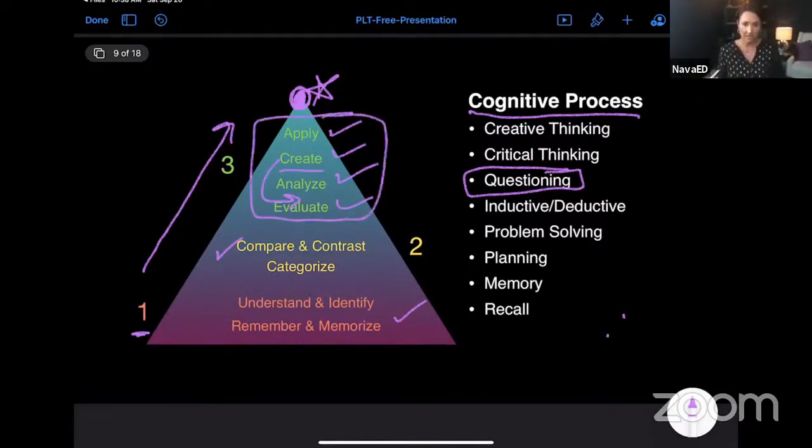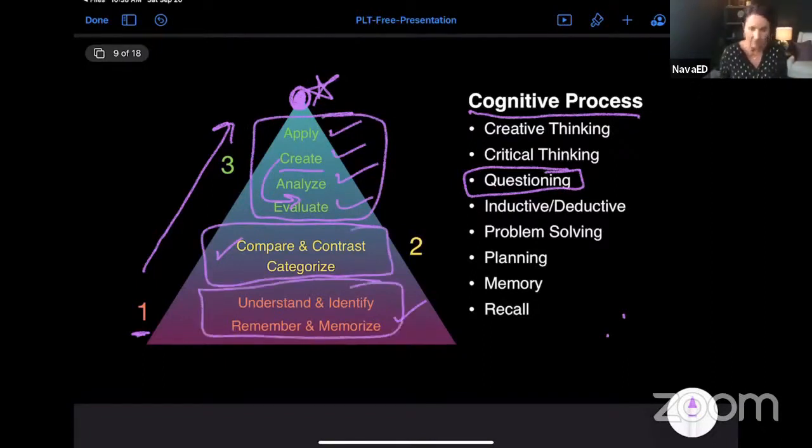It's the higher order piece. This right here is the mid-level. And this right here is the bottom level, the low level thinking. All of them are important. They build on each other, and your objectives in the classroom should reflect these.